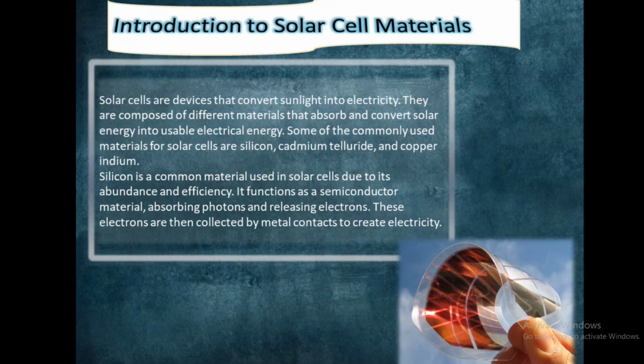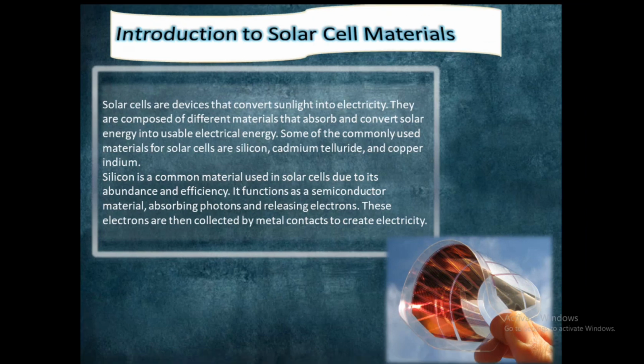Silicon is the most common material used in a solar cell due to its abundance and efficiency. It functions as a semiconductor material. A semiconductor is a material in between conductors and insulators, which can act as both conductor and insulator, absorbing photons and releasing electrons. These electrons are then collected by the metal contact to create electricity.